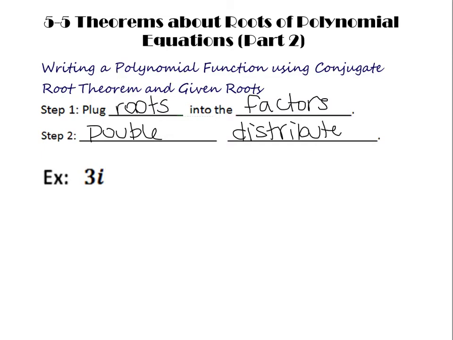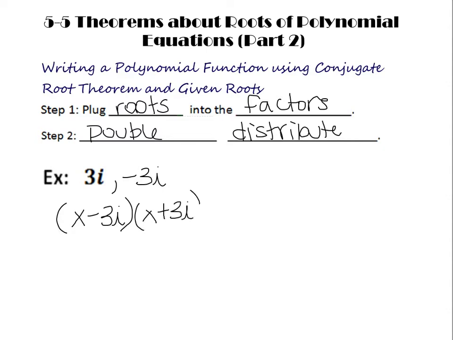Alright, so in this example, it says our root is 3i. Well, according to the conjugate root theorem, if we have 3i as a root, we also have negative 3i as a root. So I'm going to take my roots and plug them into their factors. So I have x minus 3i, and I have x plus 3i.